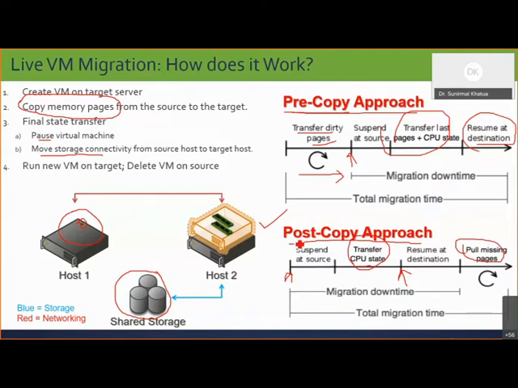Using this approach, we copy after the execution starts on the destination, and we call it the post-copy approach. So by these two ways, the downtime is very small, because we copy only the CPU states, not the full memory pages, in one migration. That's why most companies follow both the pre-copy and post-copy approaches based on the situation, whether the CPU state is larger or the data page is larger.